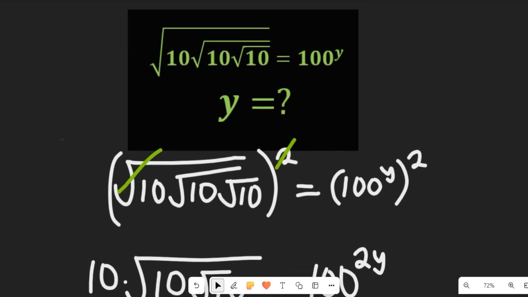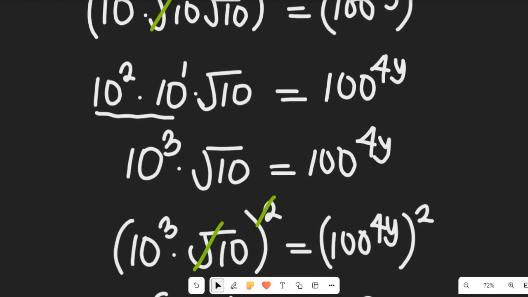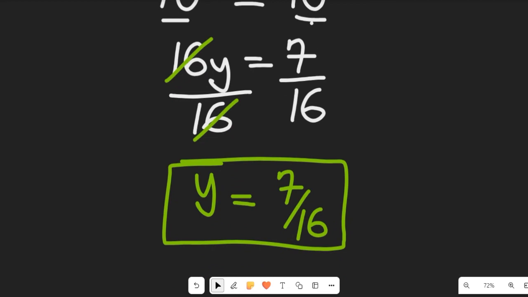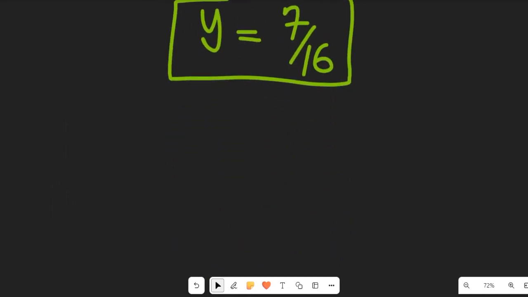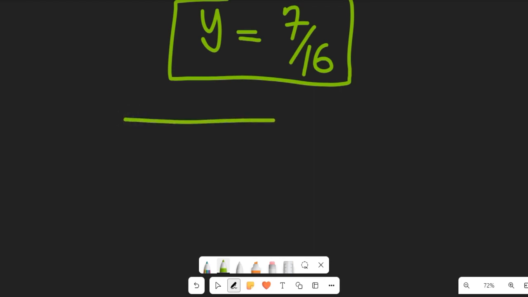Now we want to check to confirm if our solution is right. The only way to do that is to insert the value of y equal to this into that general expression.